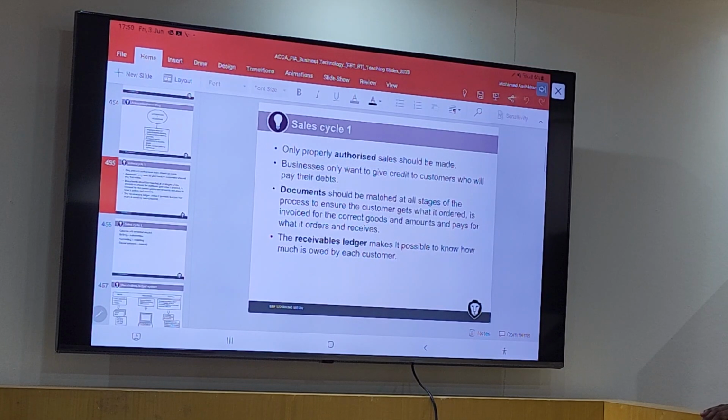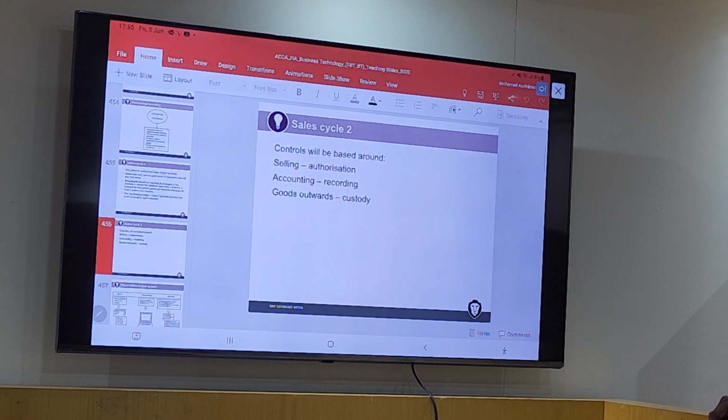Sales cycle. Like the purchase cycle, we have a sales cycle. Only properly authorized sales should be made, obviously. The company only wants to give credit to customers who will pay their debts. Documents should be matched at all stages of the process to ensure the customer gets what it ordered, is invoiced for the correct goods and amounts, and pays for what it orders and receives. The receivables ledger makes it possible to know how much is owed by each customer.